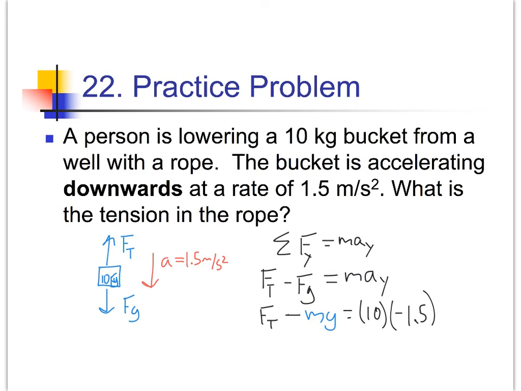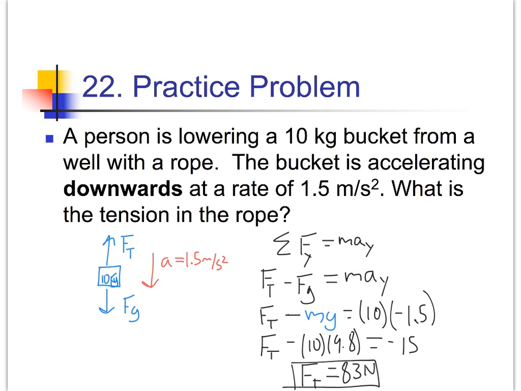The reason why it's negative is because we're going down. So I can say Ft here minus the mass of the object, 10 times 9.8, is equal to, this side becomes negative 15. I can go ahead and solve for my tension, and I find that my tension here is going to be 83 newtons. And so that's my final answer.